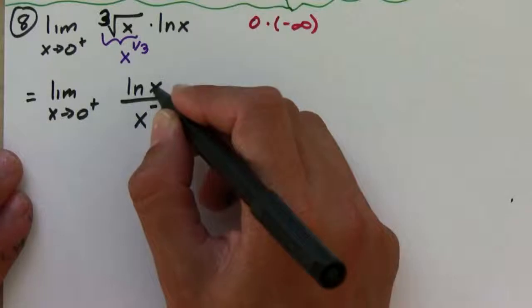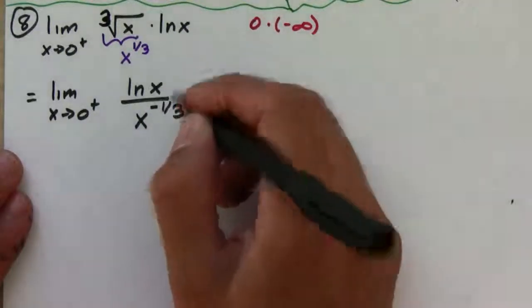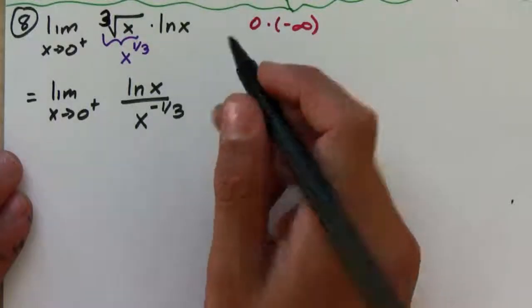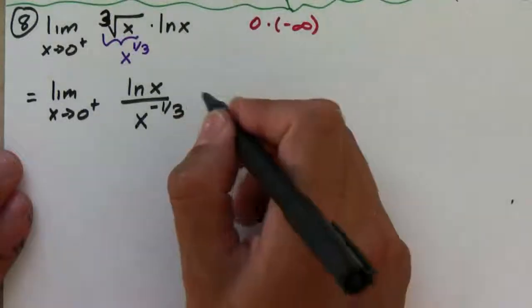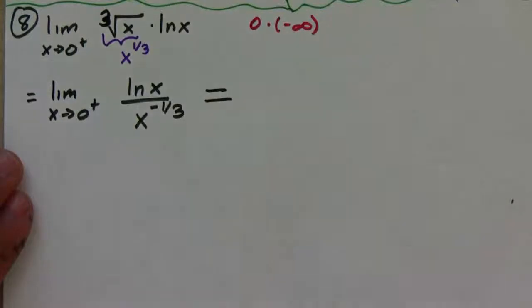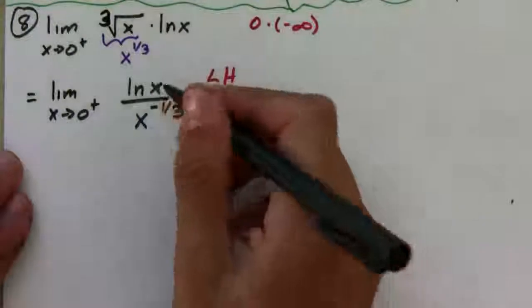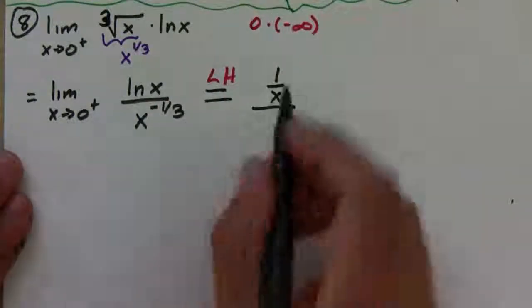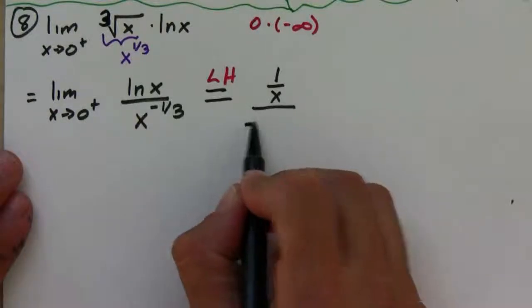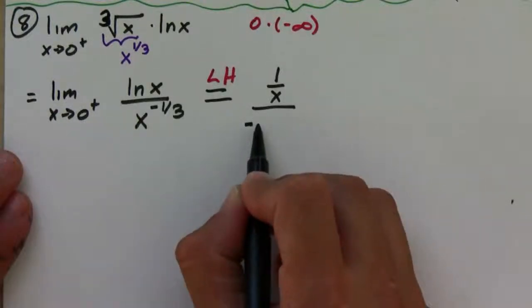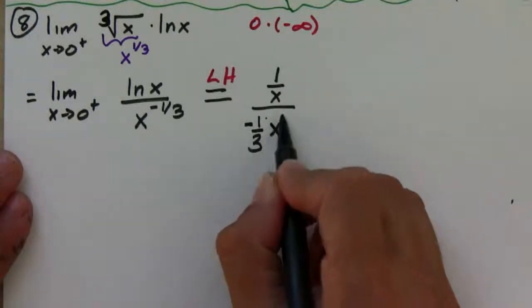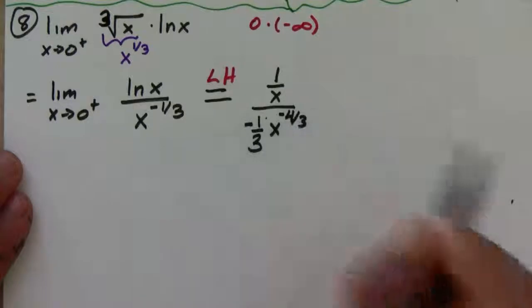So now the numerator is going to negative infinity. This one also is going to infinity, and so I can use L'Hopital's rule now. And so the derivative of the top is simply 1 over x. The derivative of the bottom is negative 1/3 x to the negative 4/3.